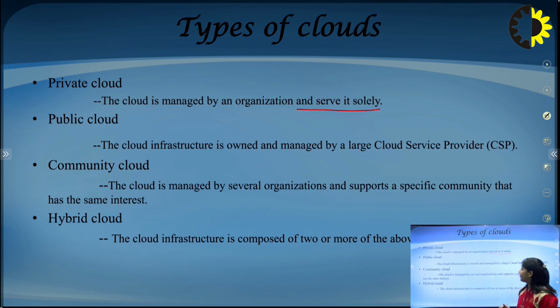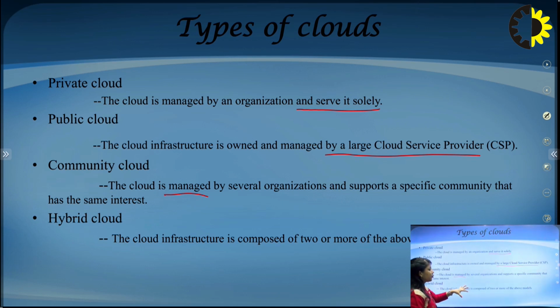Then public cloud, which is owned and managed by a large cloud service provider, and access is provided on a public basis. So any user from outside the campus can avail the services. Next is community cloud, where the cloud is managed by several organizations and supports a specific community with the same interest. Community means a group. So 2 or 3 or 4 providers combine their services and make a community.